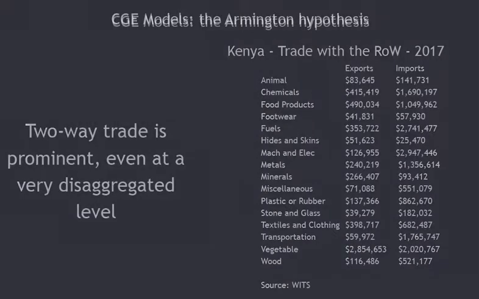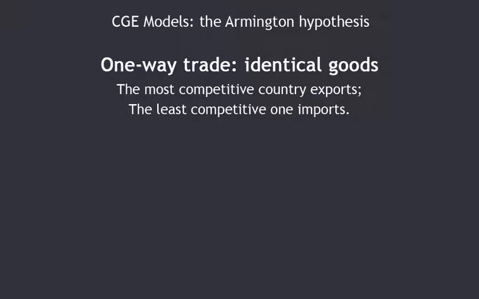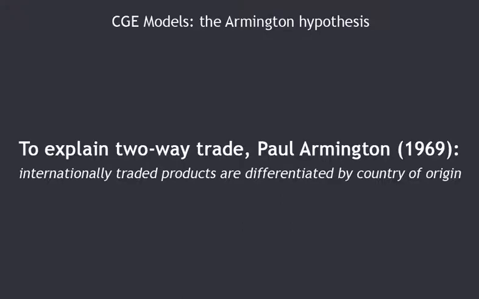In the previous model, in each sector we supposed that the local good and the foreign good were identical. So either the domestic country was more competitive than the foreign one, and it was exporting this good, or it was less and it was importing this good. And so with identical goods, there is one-way trade. To explain two-way trade, Paul Armington in 1969 supposed that internationally traded products are differentiated by country of origin. This is now what we call the Armington hypothesis. And so with this differentiation, even if they are not offered at the same price, consumers may be interested in buying all these goods. And so it means that competition is not only at the price level.